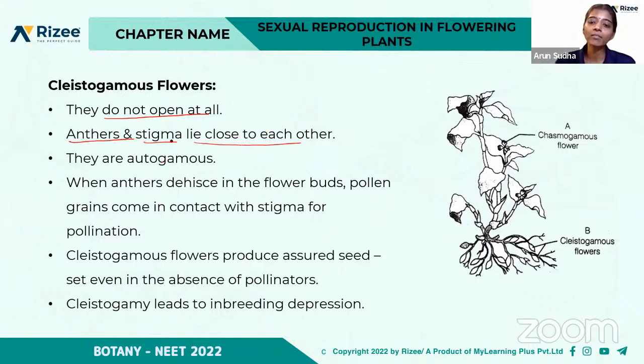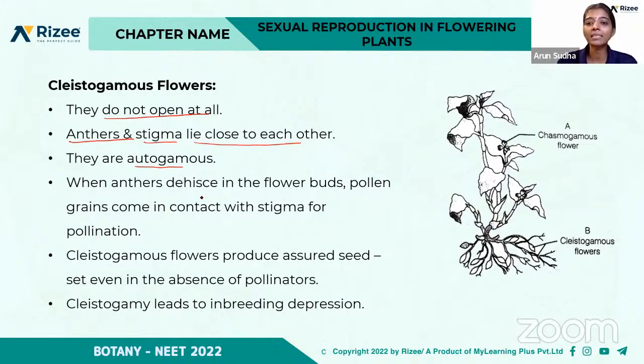So obviously, what type of pollination will happen? Only autogamous pollination can happen because they do not open at all. Only the anther and stigma are lying close to each other. So the only type of pollination that is possible is autogamous.